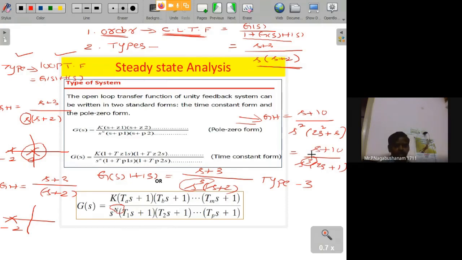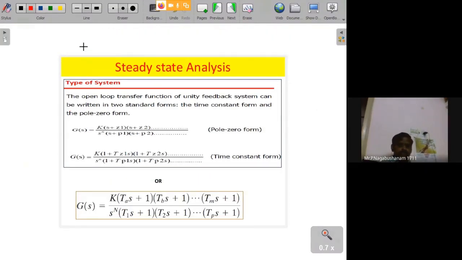Why we need to study this type of system, I will explain. This type of system is dealing with the steady state error. The type number will affect the steady state error, how much error between input and output. If type 0, what is the error? If it is type 1, what is the error? If it is type 2, what is the error? Okay now, let me erase.